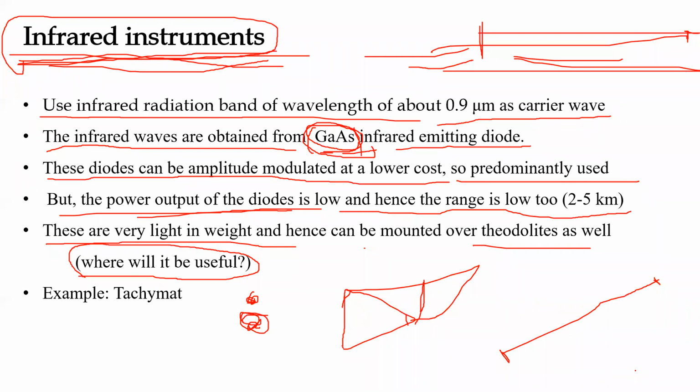It's called triangulation. Triangulation is a type of survey where you measure the angles as well as the distances. In trilateration, you measure only the distances. In triangulation, you measure the angles. Only angles. And in triangulation, you measure both angles and distances. Both distance. Okay.